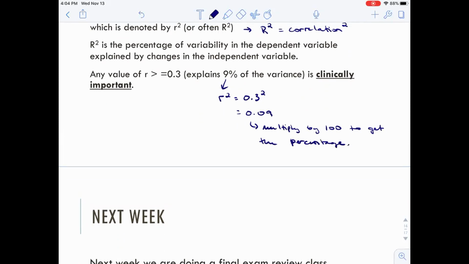Because R squared is a percentage, right? R squared is the percentage of variability, right? So you have to convert it to a percentage.